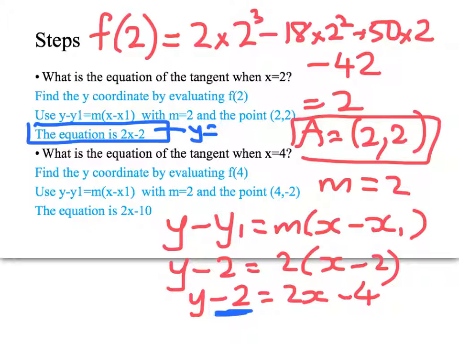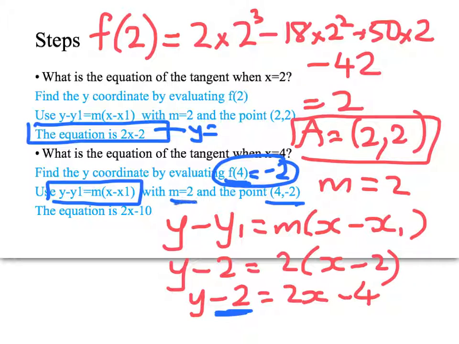We do the same thing when x equals 4. Right, we figure out the value of the function at 4, and that turns out to be negative 2. Now I'm not going to go through all of that working. I think you should be able to do that substituting for yourself by now. Same thing again, we use our equation for a straight line with the point and the slope, and we get y equals 2x minus 10.